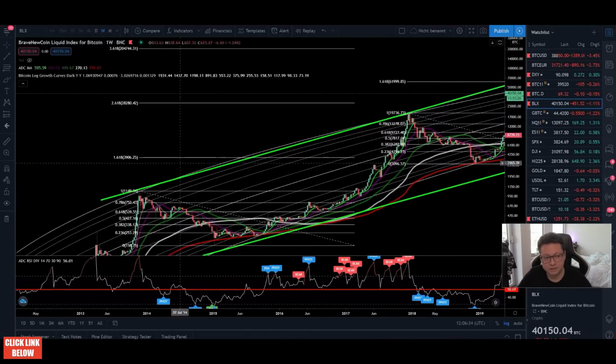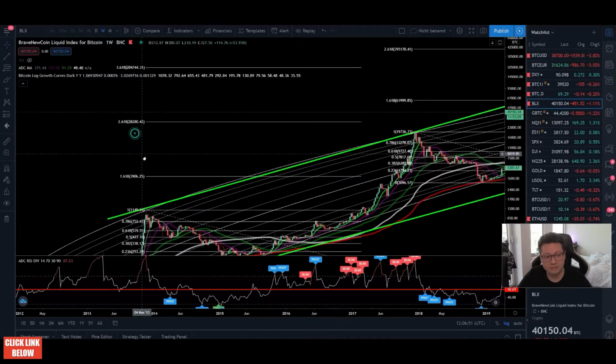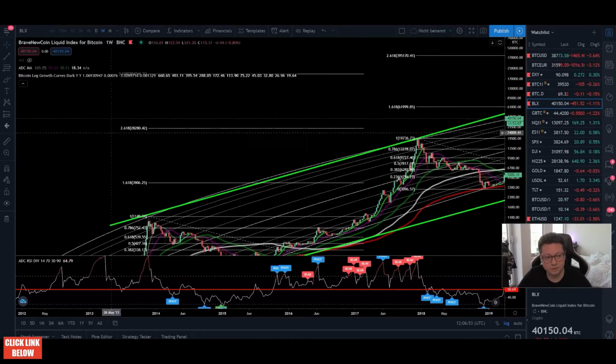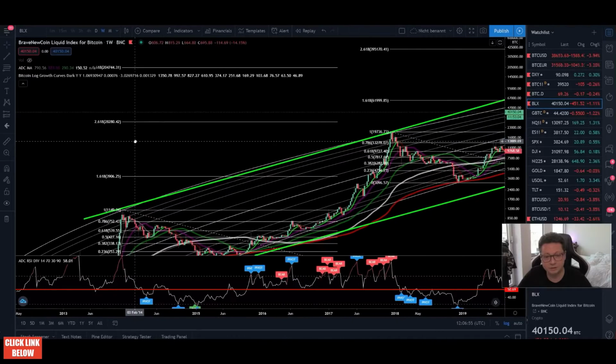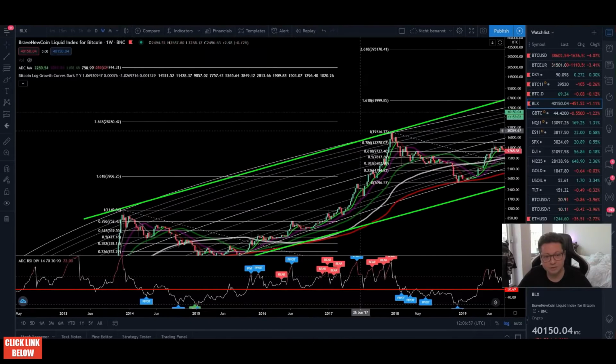So this area of 4k had a little bit of significance on the parabolic run up in 2017, but as you can see, this 1.618 was not the top. We overshot this target by around 5x. And now the more important price level is this one over here, the 2.618 at $28,000. So you can see that Bitcoin didn't reach the 2.618 Fib extension, but we came very close to it.